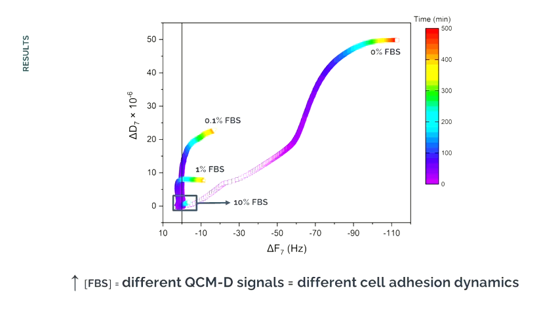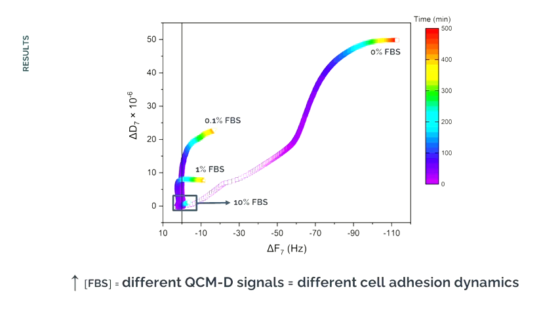This is a typical result from our QCMD method, and it might be very complicated for you, so I'm not going to go into the details. But what you basically see here is a plot of dissipation versus frequency over time. So here we monitored cells up to 500 minutes. And what you can clearly see from this plot is that cells behave differently in different serum concentrations.